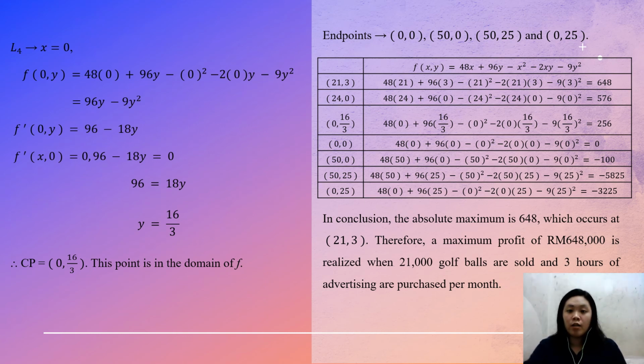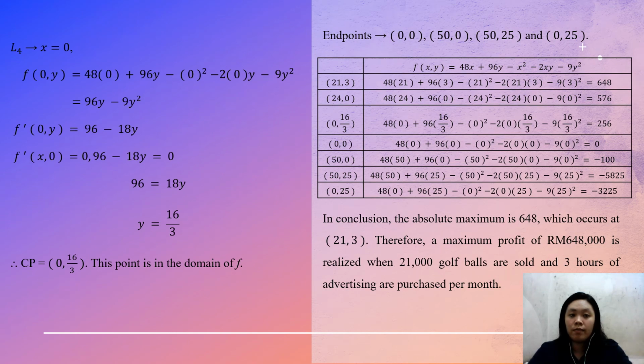From the rectangular D, the endpoints are located at (0, 0), (15, 0), (15, 25), and (0, 25). The critical points and endpoints are used to construct a table to find f(x,y). From the table, we can conclude that the absolute maximum is 648, which occurs at (21, 3). Therefore, a maximum profit of 648,000 is realized when 21,000 golf balls are sold and 3 hours of advertising are purchased per month.